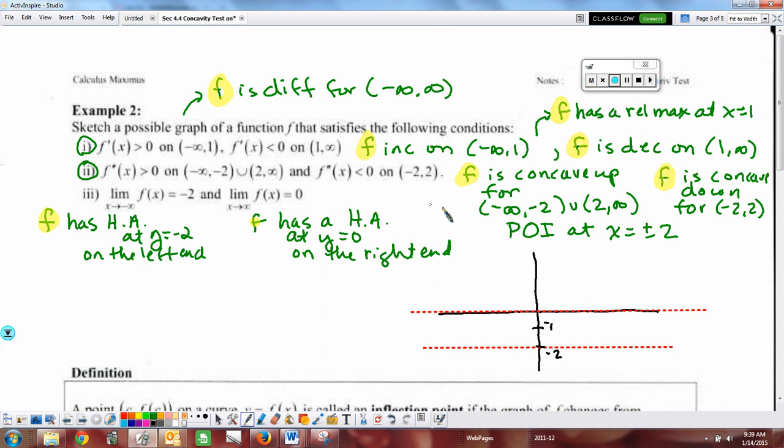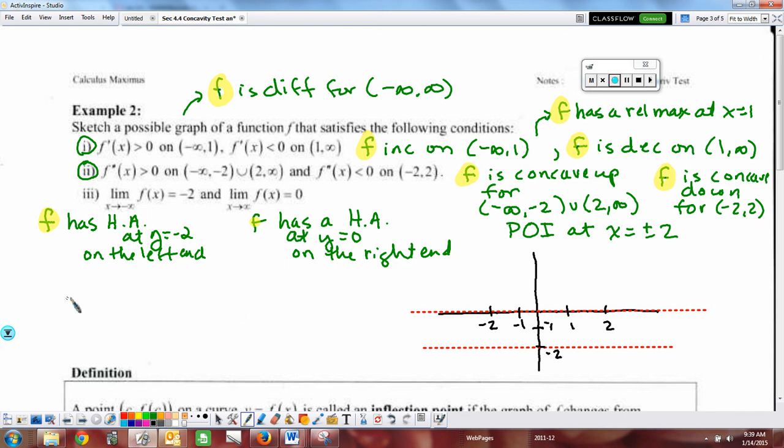We know that it has to be increasing from negative infinity to 1 and decreasing from 1 to infinity. So we'll start sketching it. Let's see also what's happening here. We have a point of inflection at -2 and 2. So let's put in our -2, our -1, our 1, and our 2. So from negative infinity to -2, looking at our overlap here, we need to be concave up and we need to be increasing.